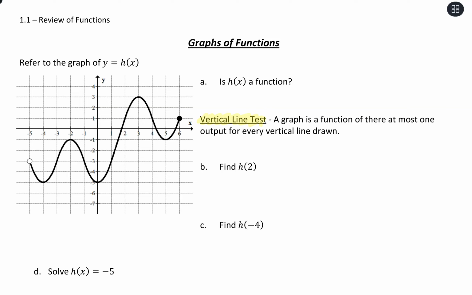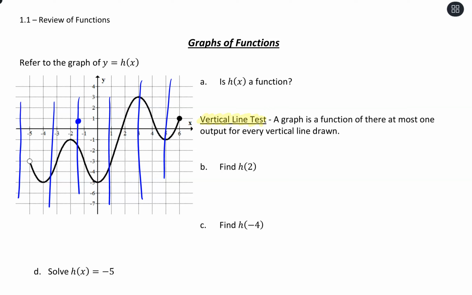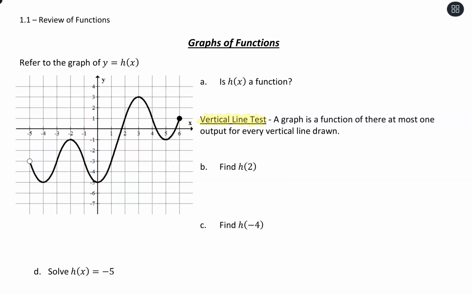The vertical line test tells us that for any vertical line that we draw, we should only be crossing our function at most once. If we're crossing in two spots, what that tells me is that for that input, we have too many outputs. So we should only be crossing once. Crossing 0 times is okay. We can have an output that does not exist, totally fine. We just can't have more than one. So this function right here, because it passes that vertical line test, yes, it is a function.